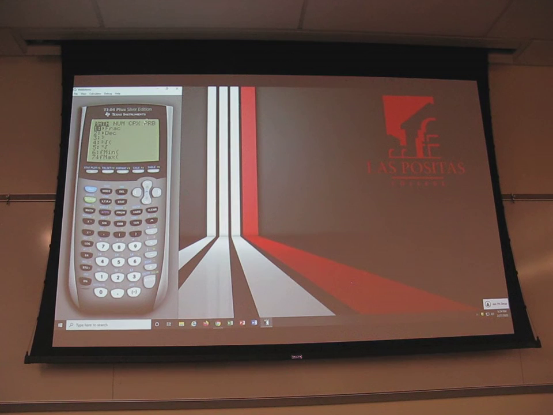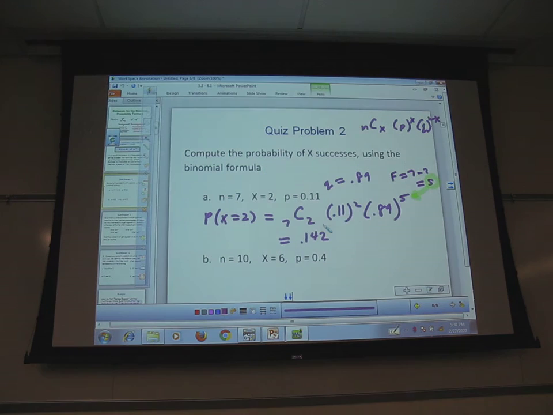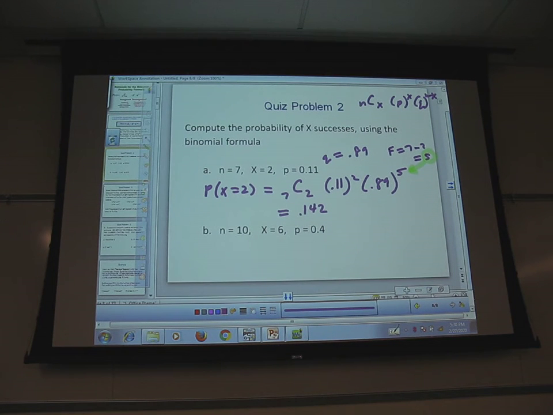Go over to probability, so arrow over to the right to probability. And then I want nCr, arrow down to that. So I'm on this one, and then hit enter. 7 choose what? 2. Enter. And that gives me my number. And then we want to multiply that times 0.11 raised to the second, times 0.89 raised to the fifth. And you guys got 0.1418, which rounds to 0.142.